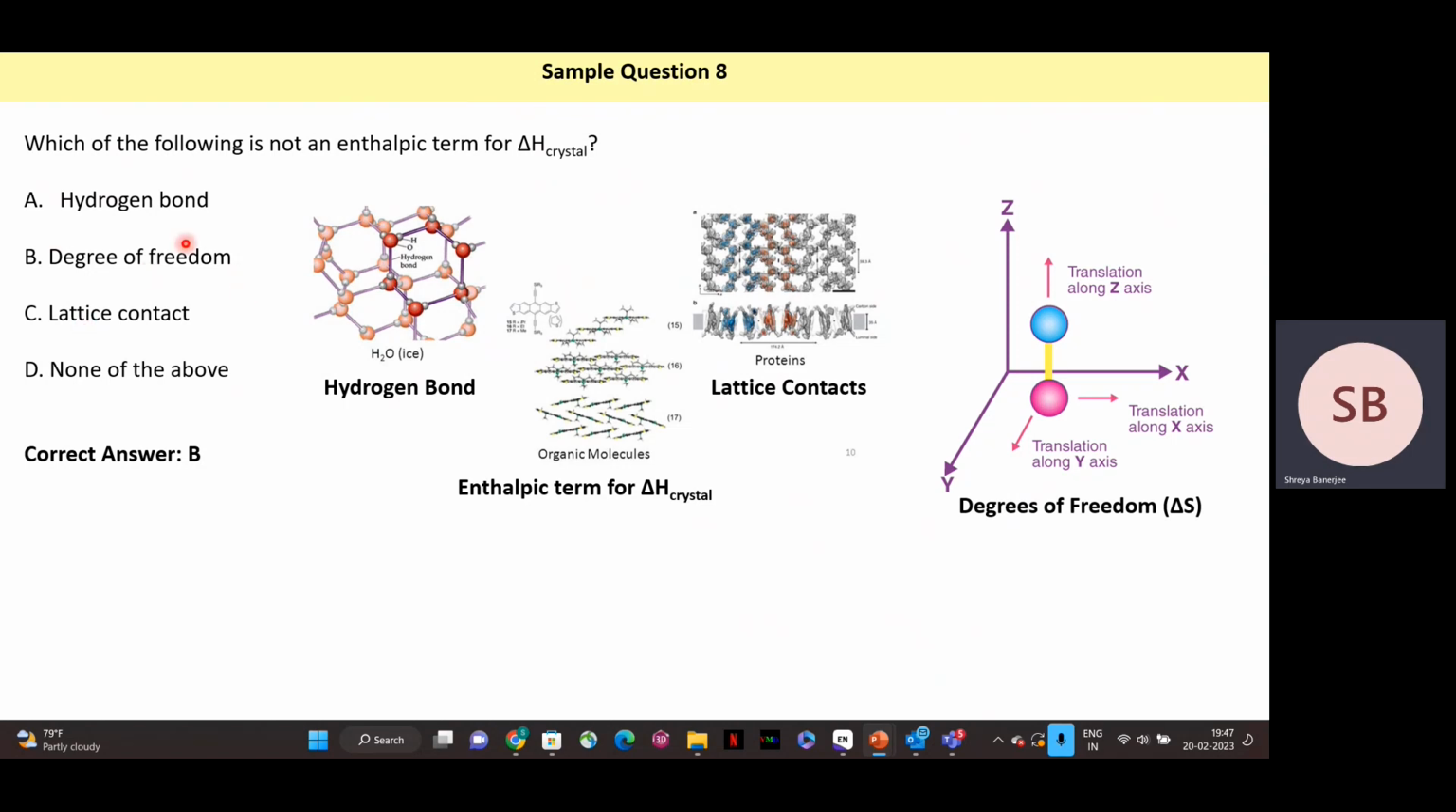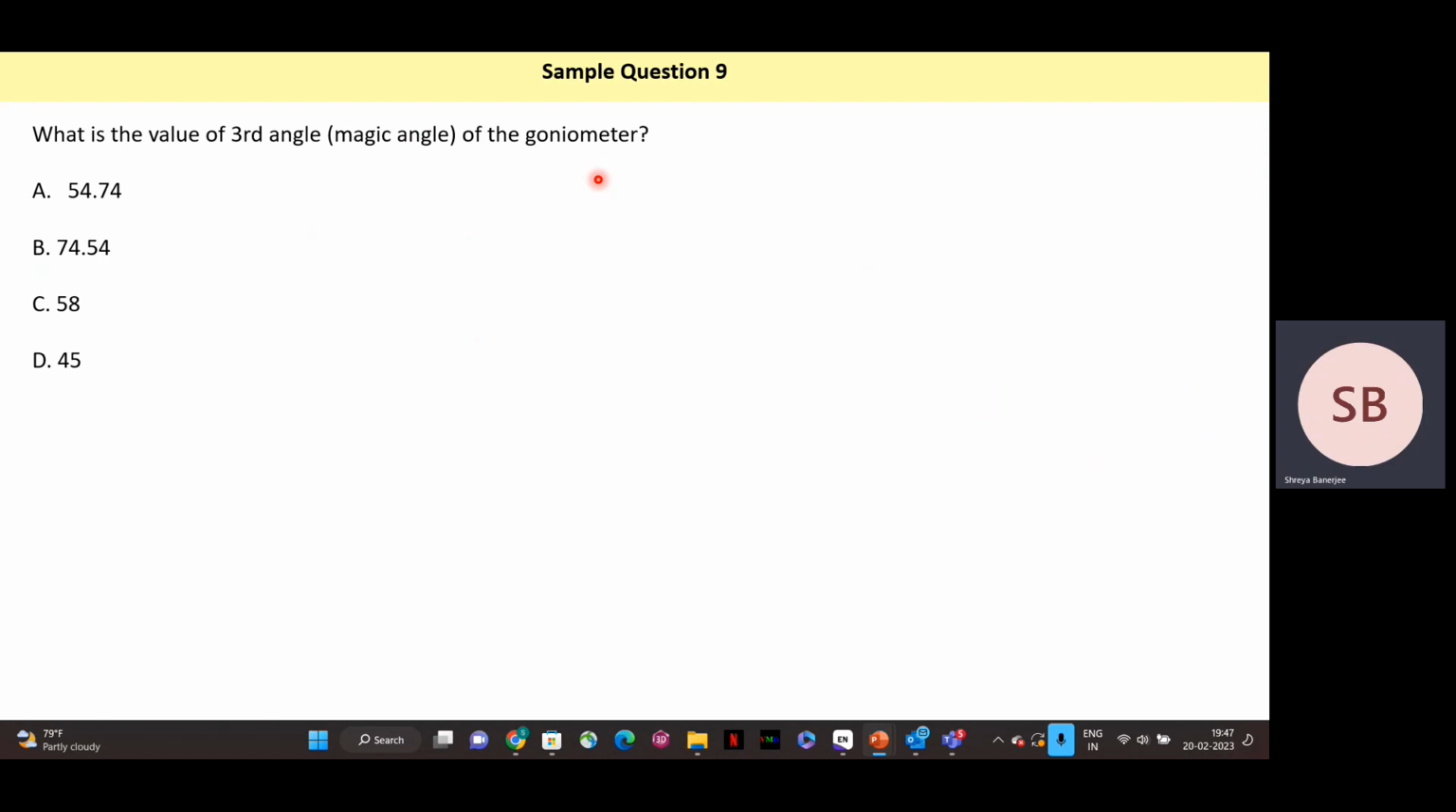However, the degree of freedom is something that is associated with the entropy change of formation of the crystal. So the degree of freedom refers to translation or rotation along the X, Y, and Z axis. And this is associated with the entropic term, so the delta S. So clearly, the degree of freedom, or B, is not an enthalpic term for the enthalpy of formation of the crystal. The next question is, what is the value of the third angle, or the magic angle, of the goniometer?